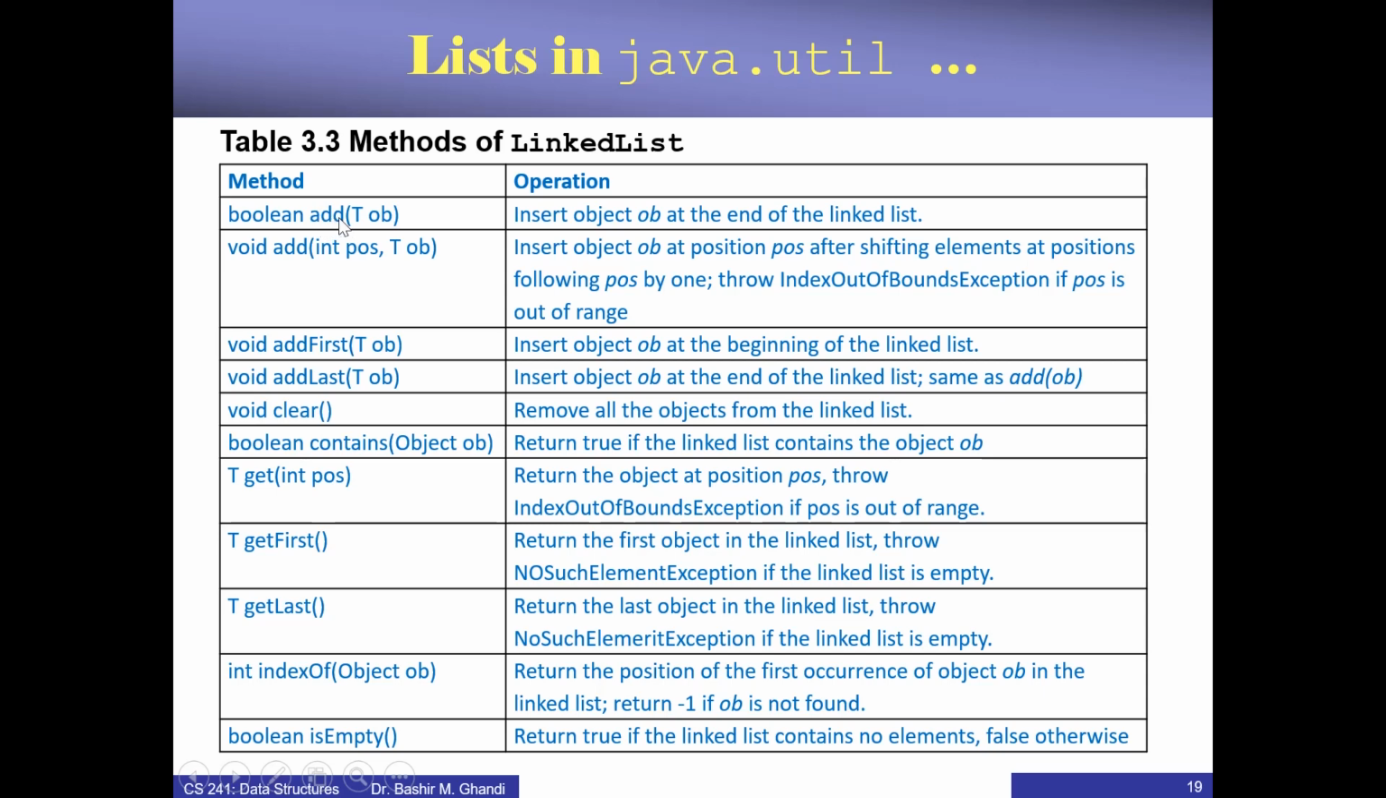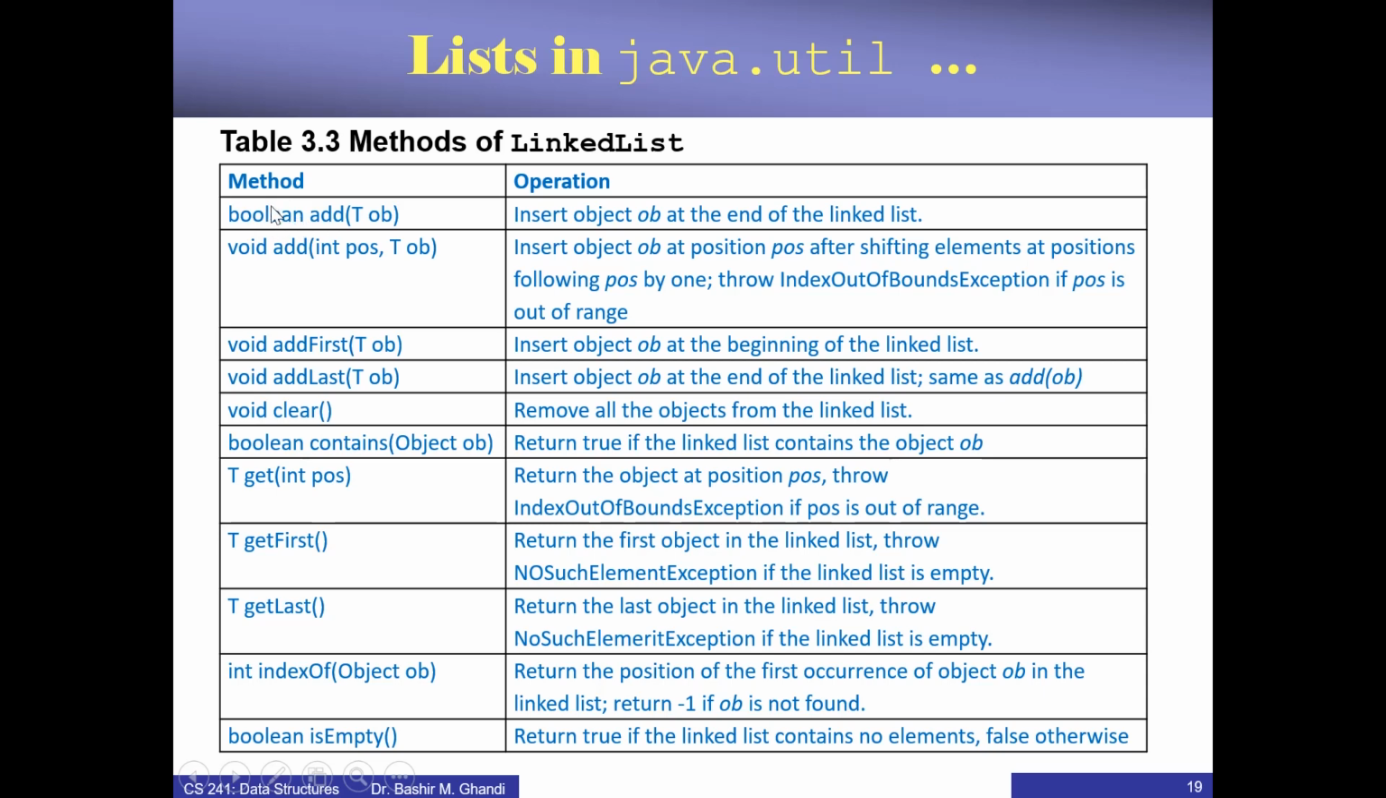If you just say add, naturally, where are you going to add to a list? You will add at the end. Okay, so this is what this method will do. But notice the return type. The return type for add is not void, it is Boolean.